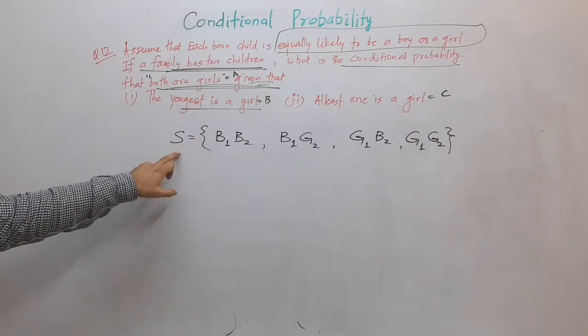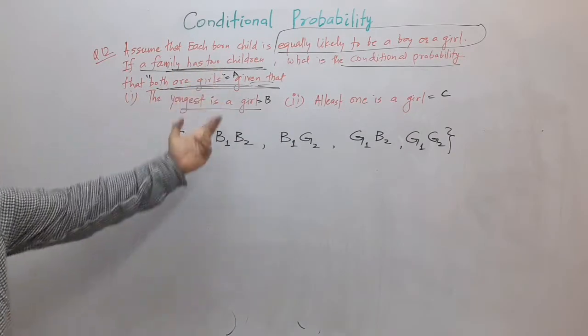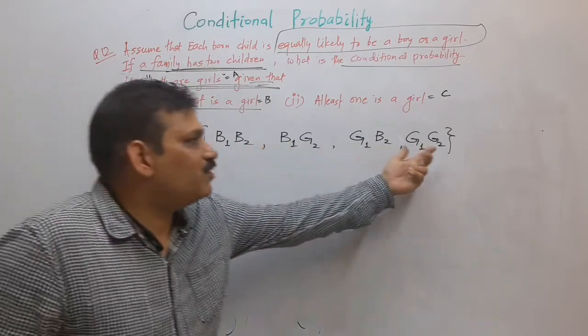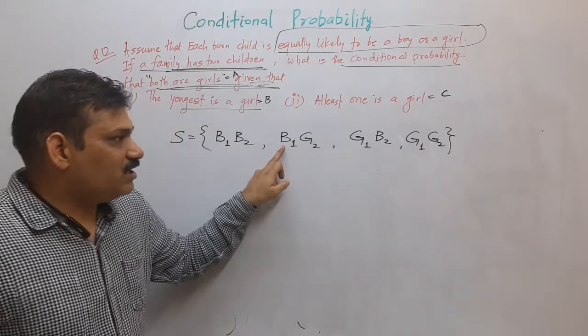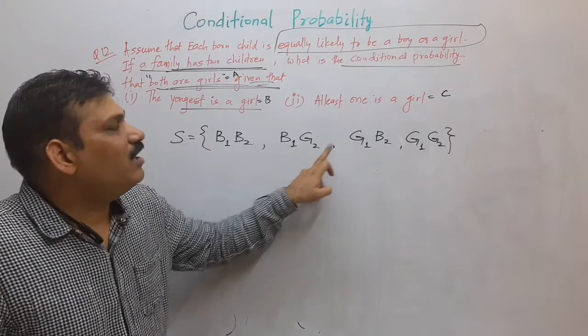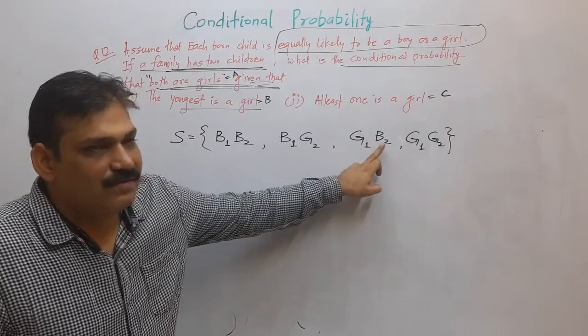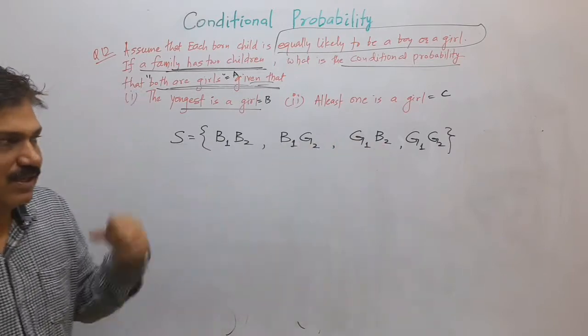This is the sample space because the family has two children, so two children can be both boys or both girls. The elder one is boy and younger one is girl, and the elder one is girl and the younger one is boy. These are the four possibilities.